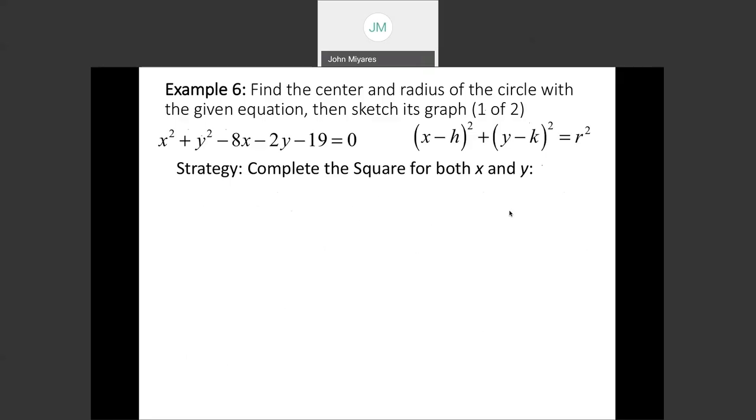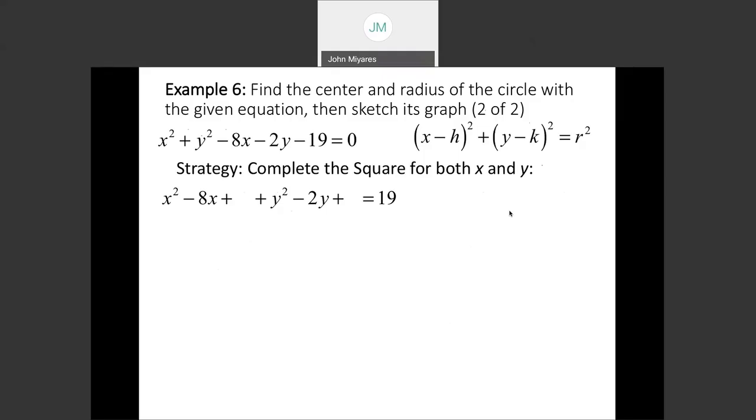So here we are. The first thing we need to do is regroup the terms to get the x's together and the y's together. And I'll move that -19 to the other side just to get it out of the way. So it looks like x squared minus 8x plus y squared minus 2y equals 19.